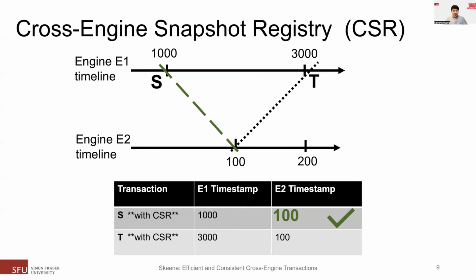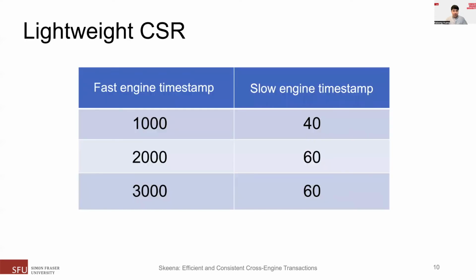The mechanism of CSR seems very simple, and it works very well, but since it's a central coordinator, are we introducing a new source of bottleneck? Actually, no. Querying CSR is very lightweight.